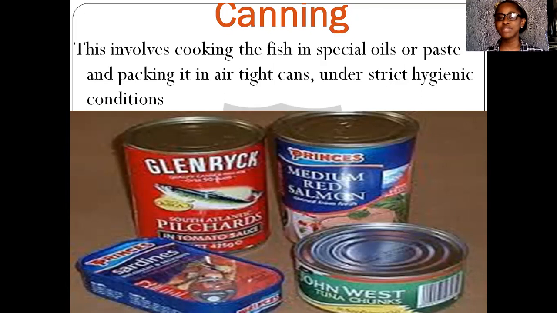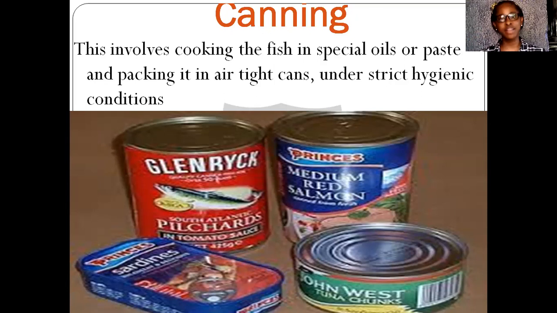Why do we preserve this fish product? Because we want to get the original taste. Because when taken to the market or even to the consumer, we want the consumer to enjoy the original taste of that fish product, not the artificial taste like the spoiling taste or anything. We want the original taste. That is the reason why we preserve our fish.